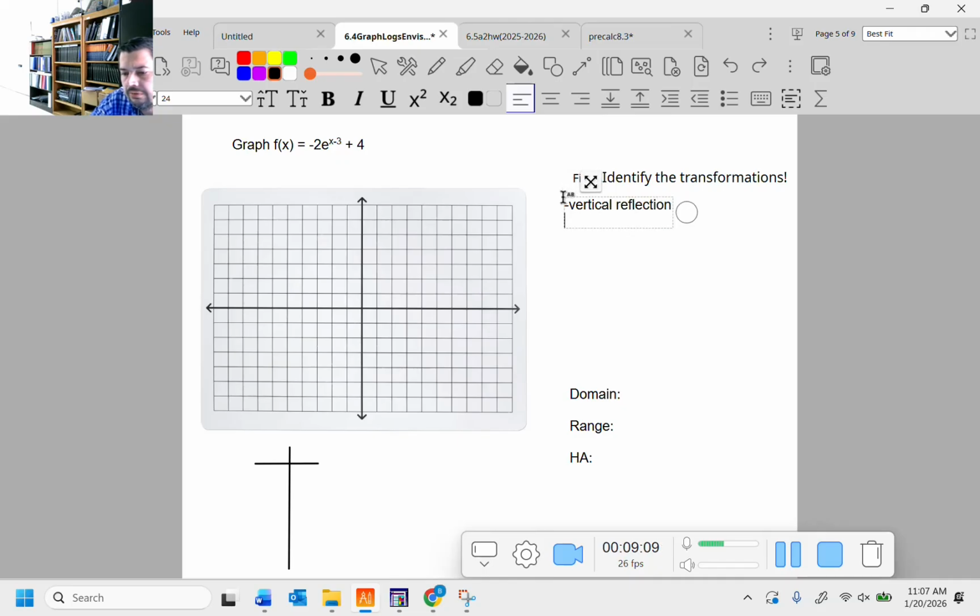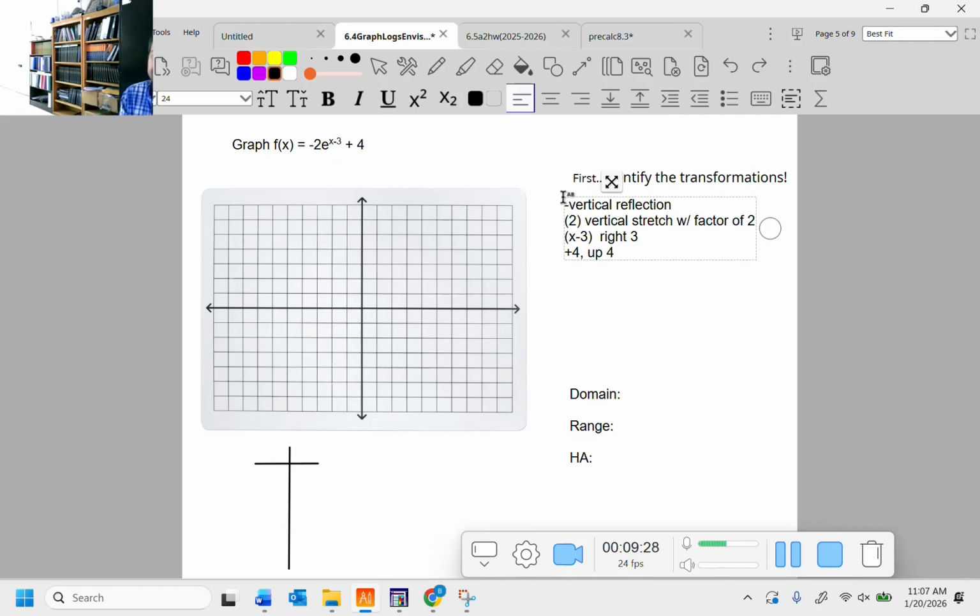You see that too? I do. That's a vertical stretch with a factor of 2. You see that x minus 3? That's a right 3. And do you see that plus 4? That's an up 4. If you've been doing what you're supposed to be doing, all of that is so easy.